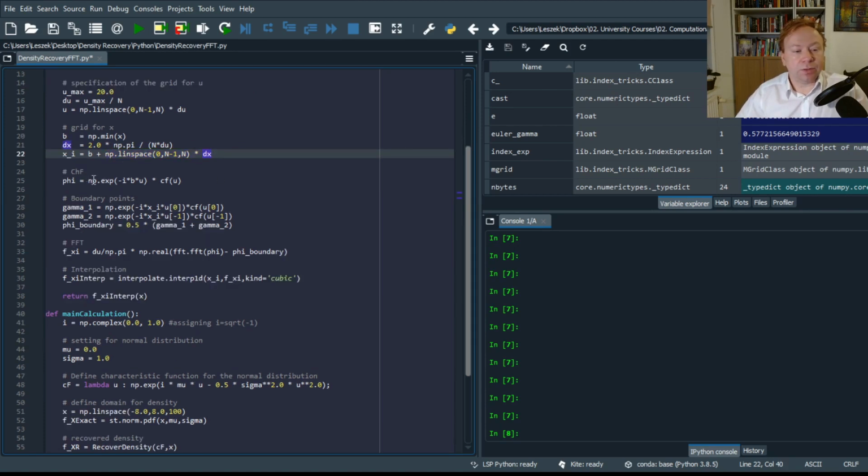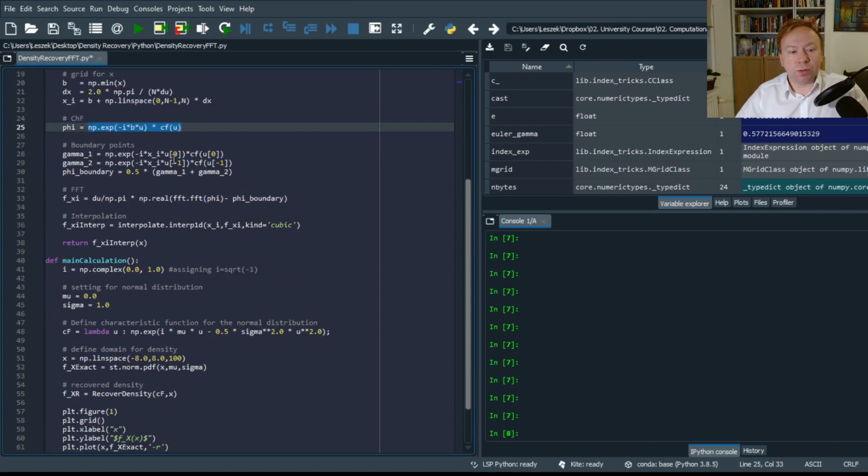Okay, then the characteristic function. So we have a phi. Here we call it the input characteristic function, and we multiply with e to the minus i b u. This is something that we have seen already. This is the Fourier transformation we apply to this function. We have 2 boundary points for the first and the last point, so you can see here. And then FFT, we do du divided by pi times the real part of the Fourier transformation of this function phi, and then minus the boundary condition, or the boundaries of the trapezoidal integration.